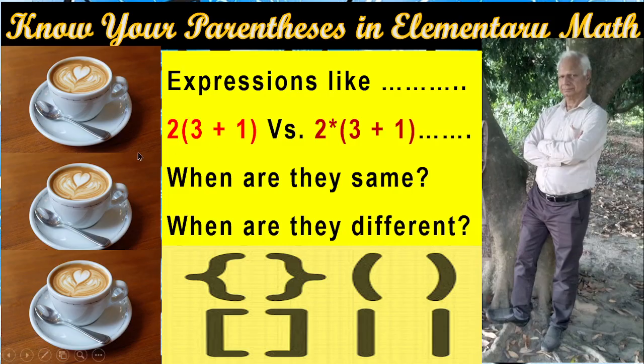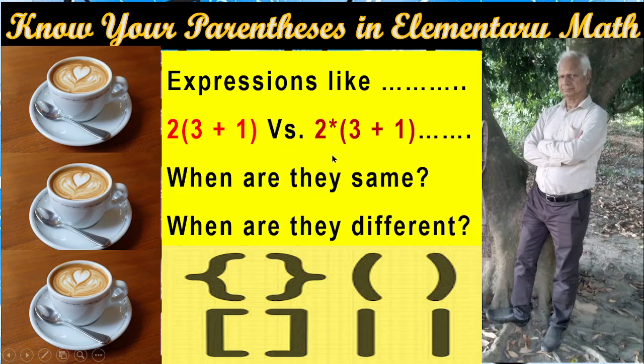So, look at the expression. You have got two expressions. In one, we do not have the multiplication sign before the parenthesis, and in the other, we have the multiplication sign before the parenthesis. In one, you do not have any multiplication sign, and in the other, you have a multiplication sign separating the number 2 and the parenthetical expression. After 2, directly you put the parenthesis, and here after 2, you put a multiplication sign and then the parenthesis.